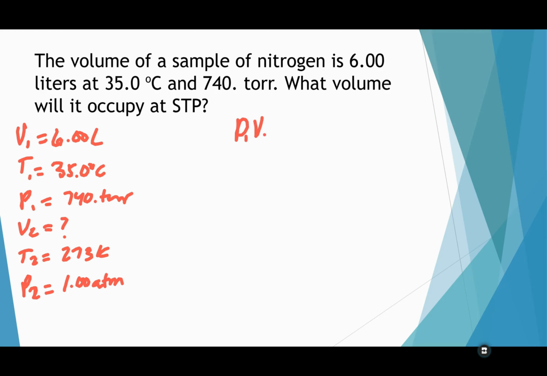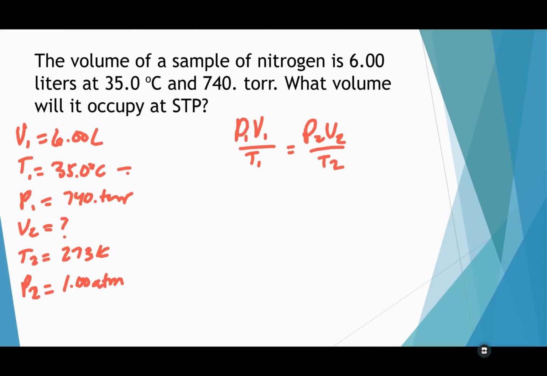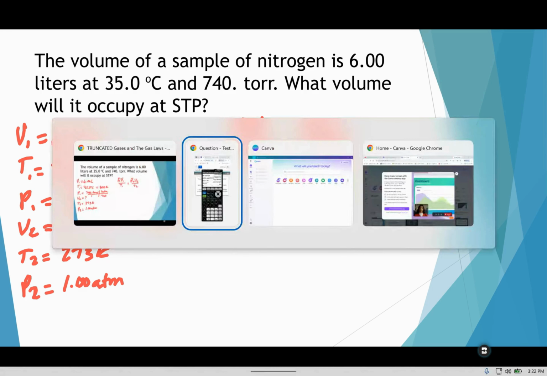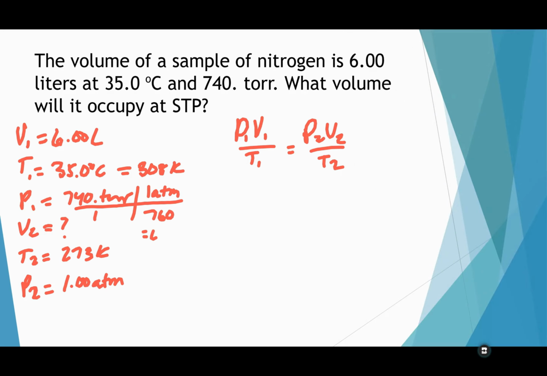So P1 V1 over T1 equals P2 V2 over T2. But I forgot to do something. I've got to convert my Celsius to Kelvin. So 35 plus 273 is 308 Kelvin. I need to convert this pressure over to atm. So 1 atm is 760 torr. So 740 divided by 760 is 0.97368. I believe that's what it said. Yep, atm.